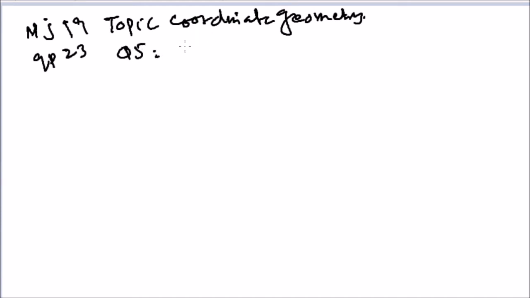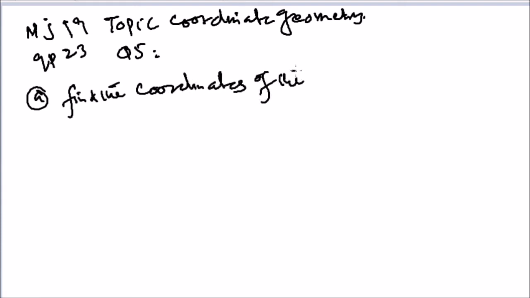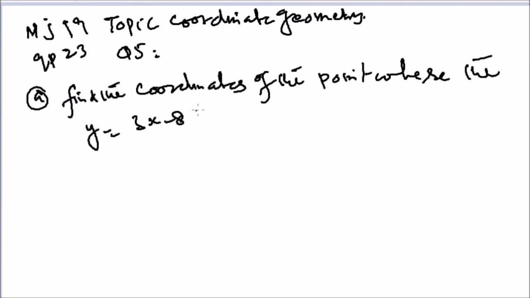Part A, they say find the coordinates of the point where the line y is equal to 3x minus 8 crosses the y-axis. It's a very simple thing.